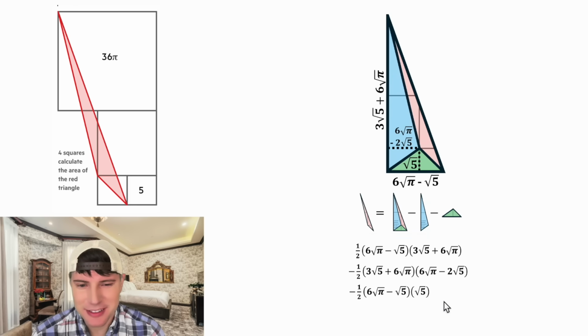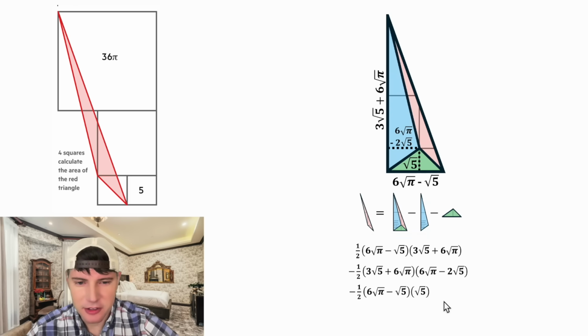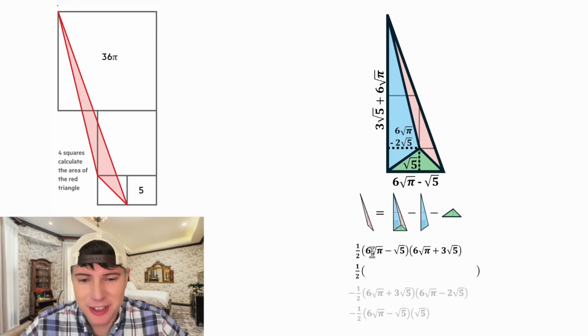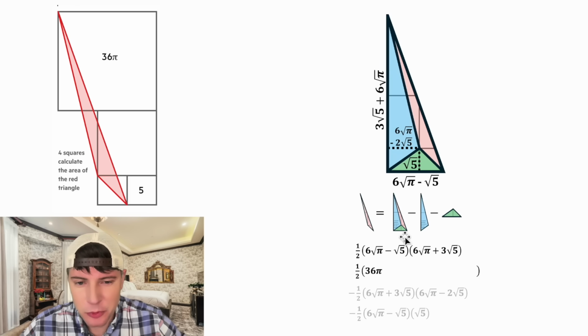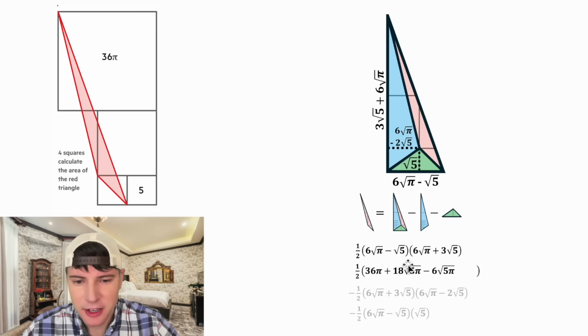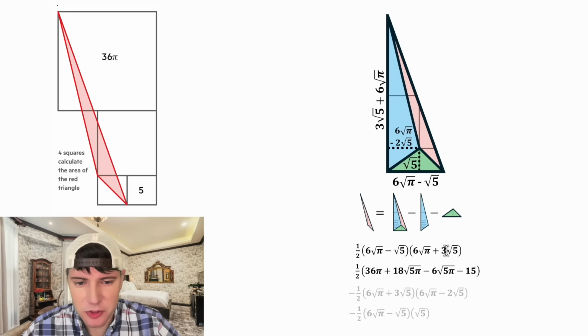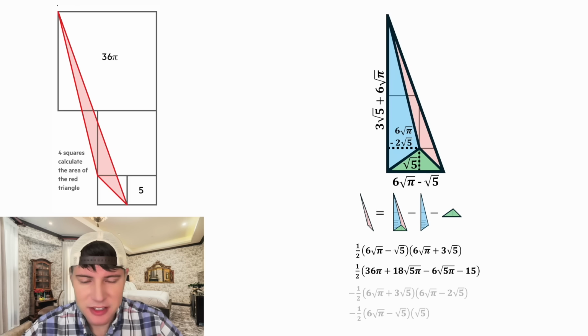We got to simplify this. So we're going to have to multiply all these out. Let's rearrange these two, and let's rearrange these two. And let's focus on the top one. We can bring down the 1/2. 6 times 6 is equal to 36, and root pi times root pi is equal to pi. And then 6 times 3 is equal to 18, and root pi times root 5 is root 5 pi. And then we have the negative times the 6 is negative 6, and root 5 times root pi is root 5 pi. And then we have another negative, and root 5 times root 5 is 5, times 3 gives us 15. And then we can simplify this.